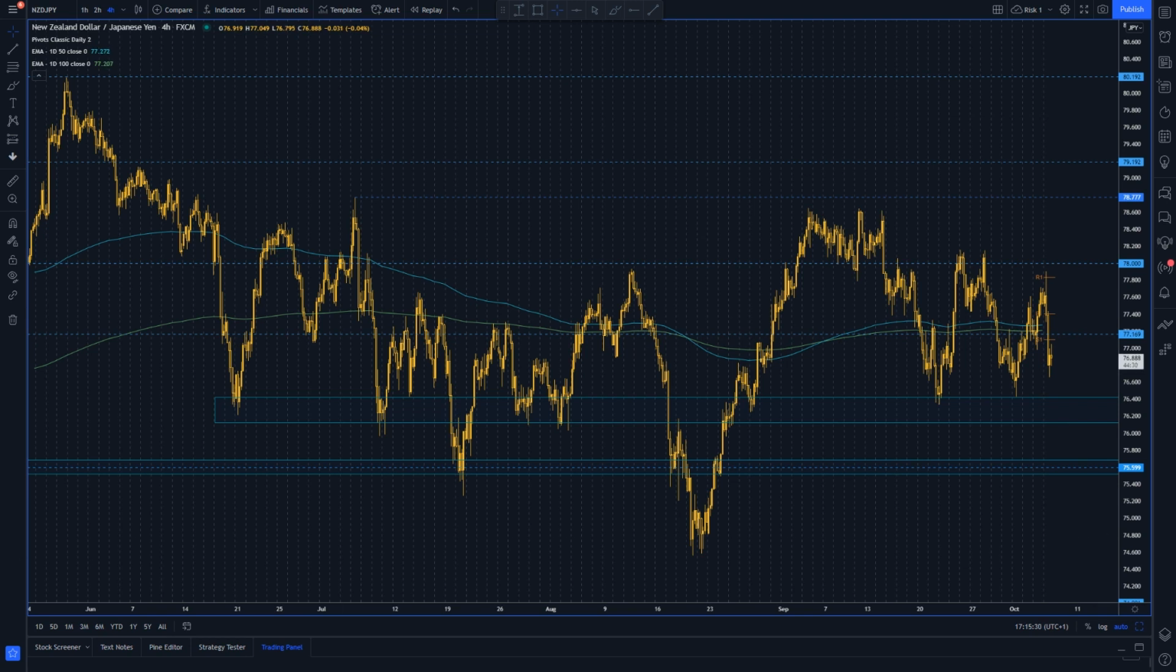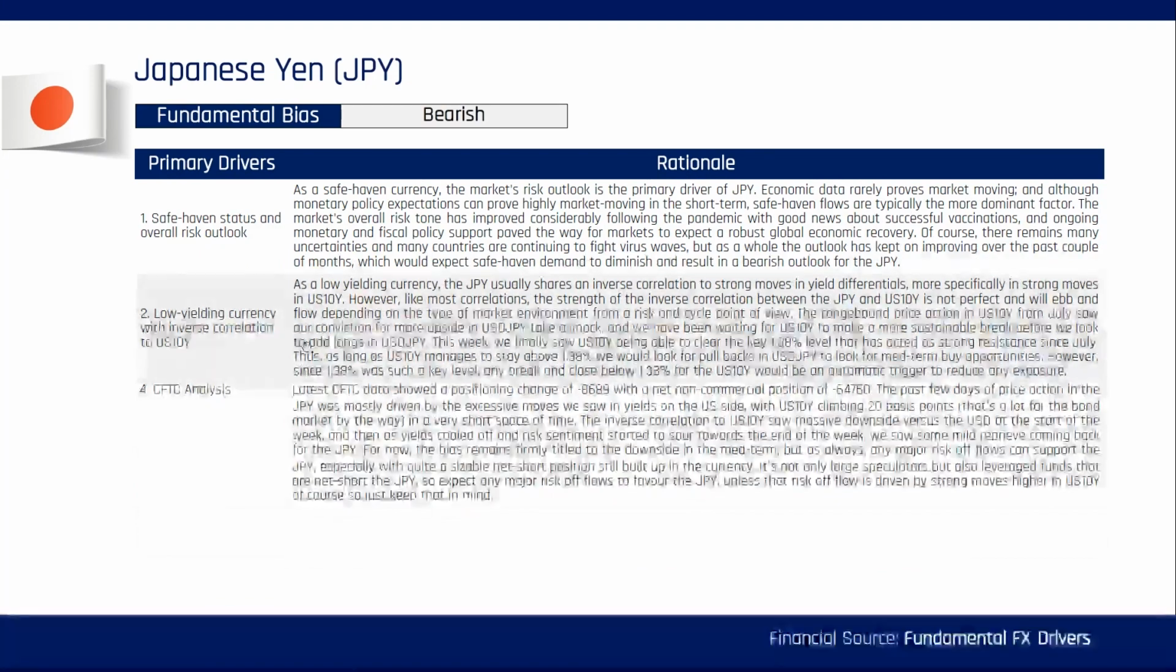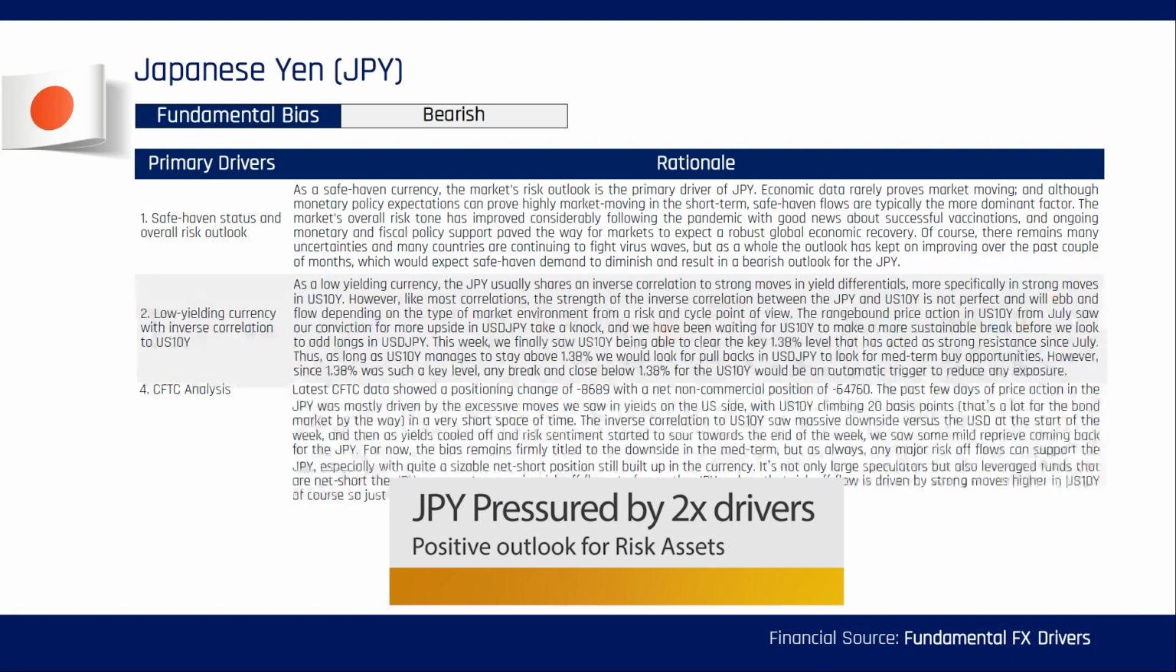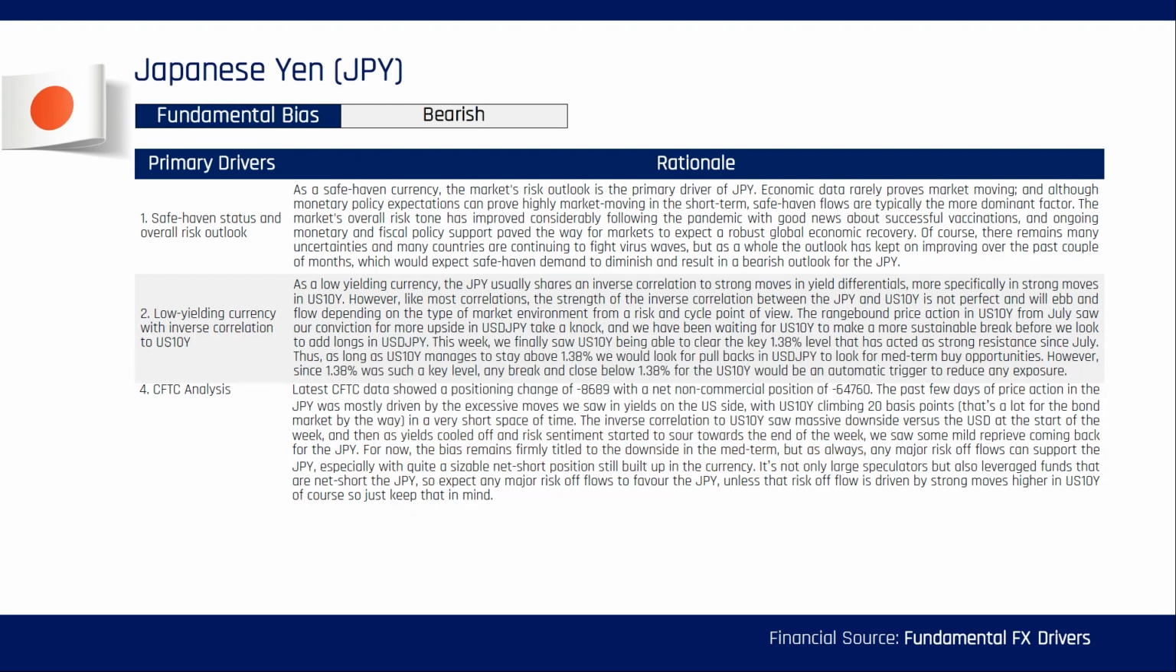Now, let's quickly start with the Japanese yen. The yen has been pressured by two main drivers over the past couple of months. The first one was the underlying positive outlook for risk assets after the record amount of both fiscal as well as monetary policy support thrown at the global economy after the COVID-19 crash. So the first one was risk sentiment.